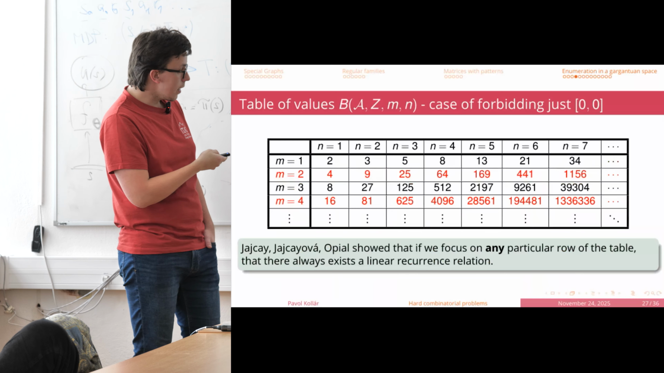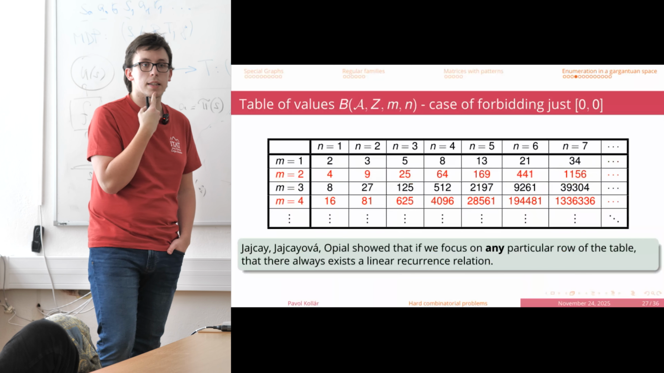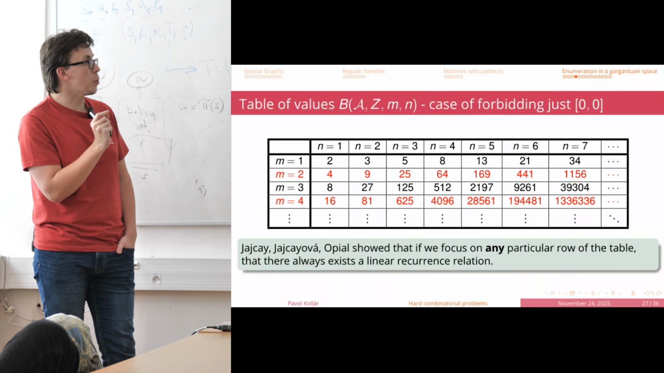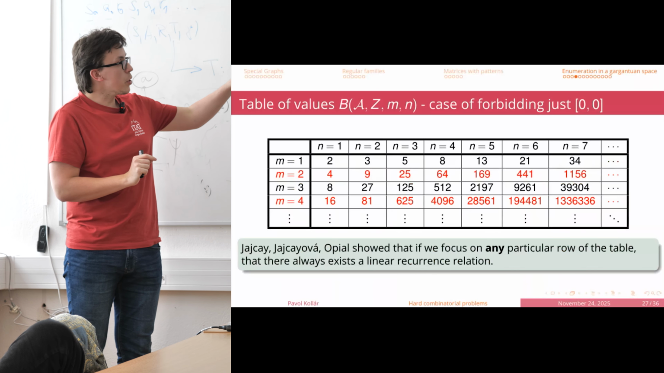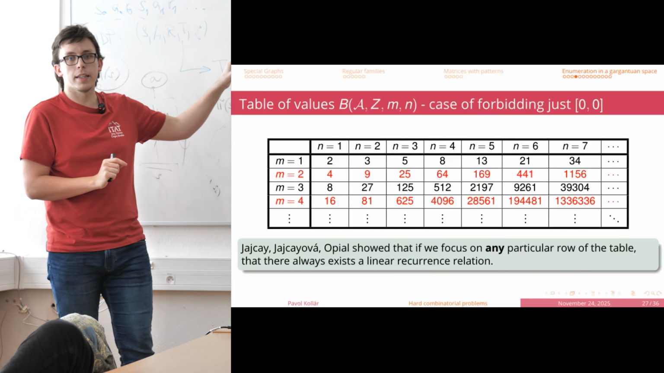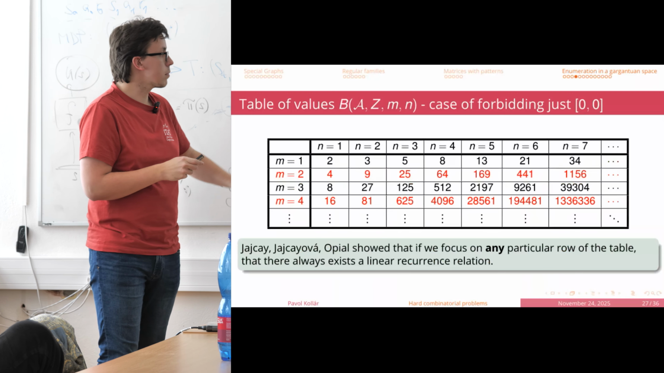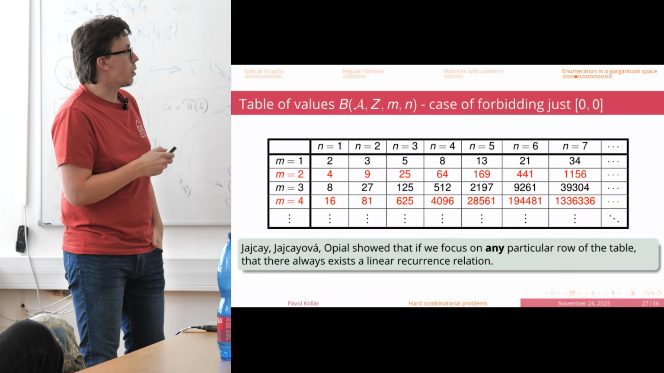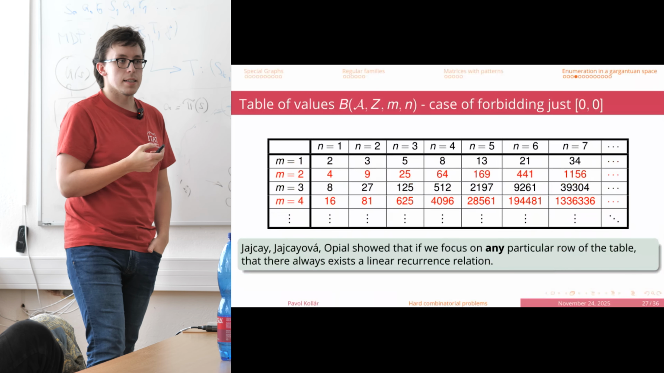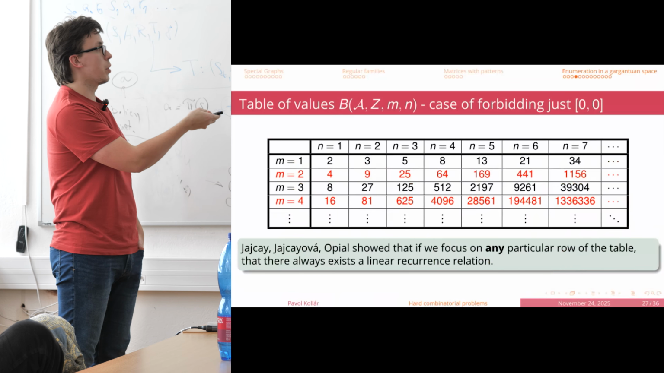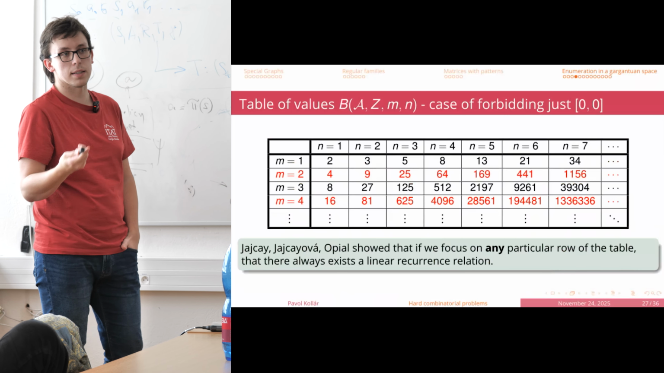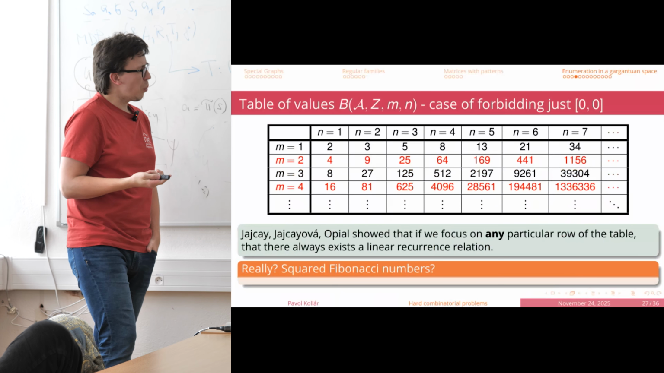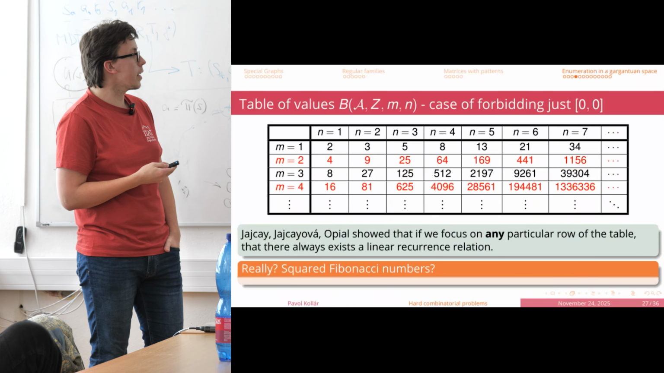And Jajcayová, Jajcay, and Oppial showed in their paper that no matter which row you choose, if you just focus on that particular row, the numbers are bound together by a linear recurrence relation. So in the case of Fibonacci numbers, that's easy. You even know the formula. The next one is the sum of the previous two. That's a linear recurrence.